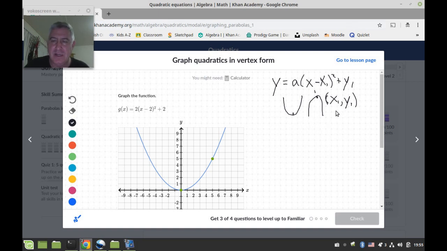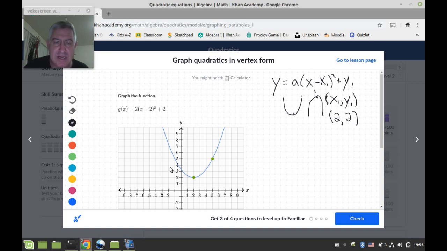So let's see if we can find out where that vertex is. After we find the vertex, then we're going to try to find some of the zeros or the y-intercept or something to help us graph it. So I can see I have x minus x1 here, and I have x minus 2 here. So I know that my vertex is at 2, and I have plus y1 over here, and I have plus 2 over here. So I know the y-coordinate of my vertex is 2. So there we are, x of 2 and y of 2.